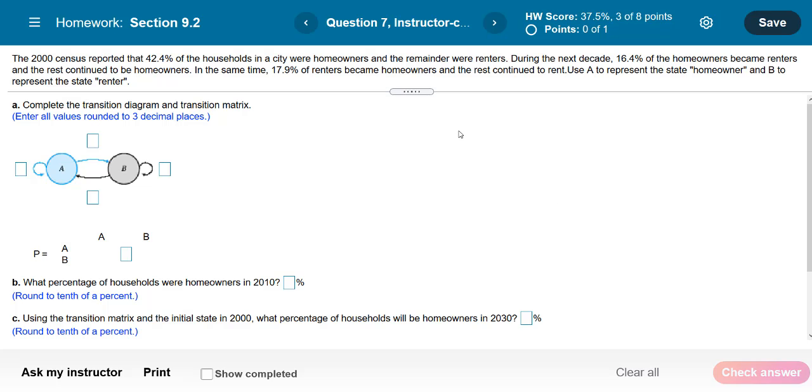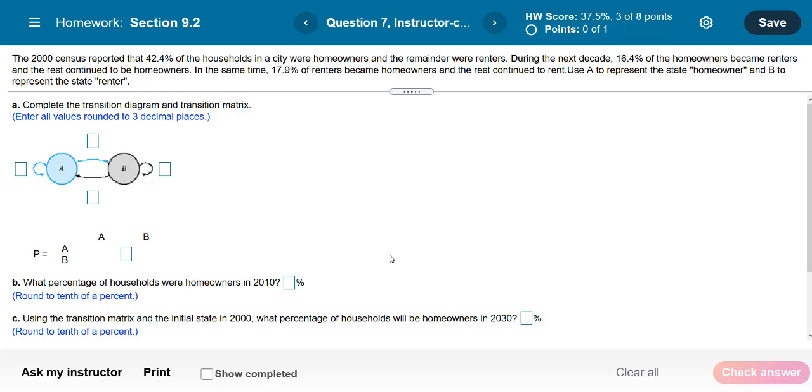This is a repeat of a problem we had in the previous section, only there's a new question this time. I'm going to go through this fairly quickly since we just did it in the previous section. In the first part of the problem, we're told that in the beginning, 42.4% of the households were homeowners.